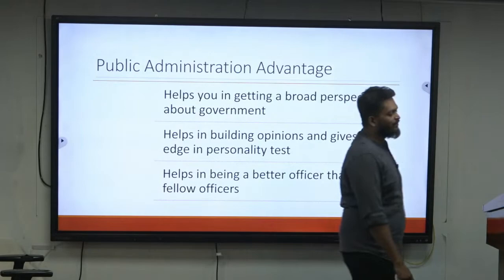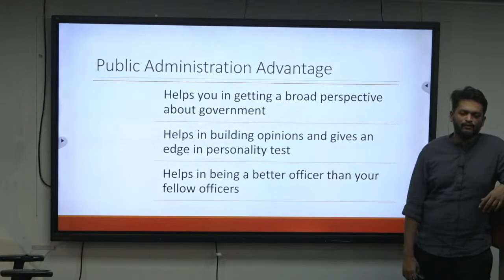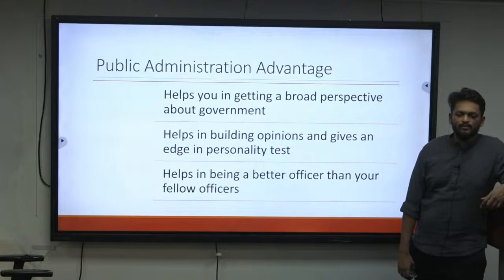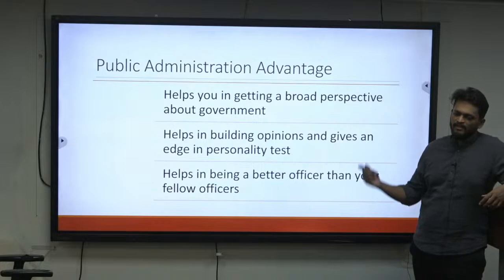This is basically why they have introduced public administration optional, only for this reason. You understand, because you have a strong understanding of how government works, you will be a better officer compared to people who have not studied it. This is basically the objective. It helps in building opinions and gives an edge in the personality test.